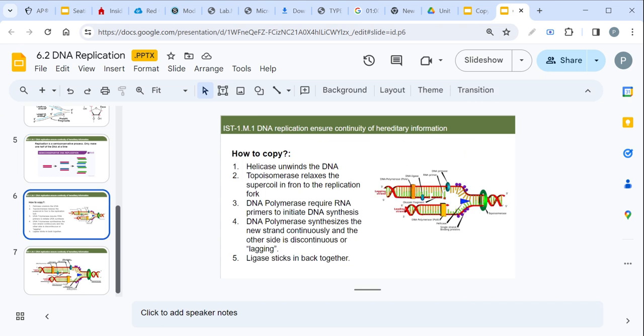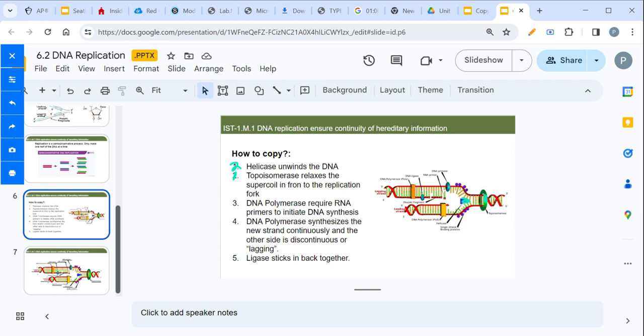And then for the actual copying process, this is everything that ends up happening. I would recommend that you write this stuff down. All I'm going to do is pull it up on the bigger picture and explain all these little bits. The helicase unwinds the DNA. Topoisomerase relaxes the supercoil. Really, topoisomerase should probably be the first thing that takes place here. So this is step number 1, while this is more so step number 2, because you can see right here, here's topoisomerase, and then here's the helicase.